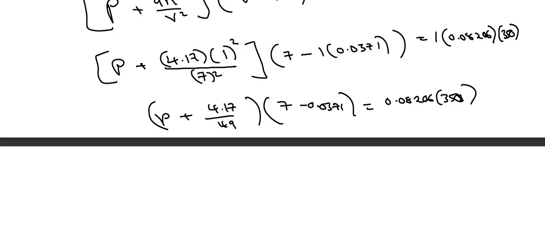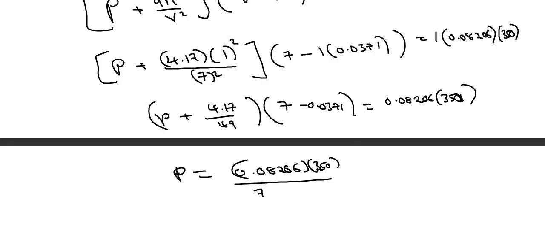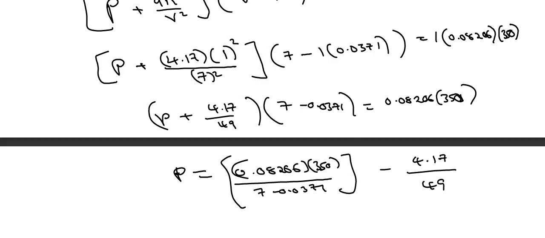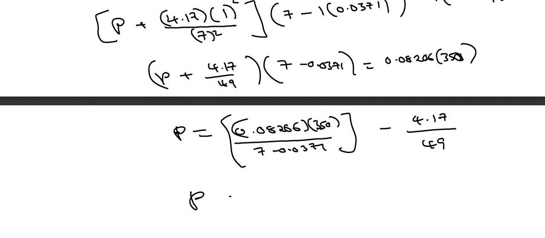Yeah, so this is basically what you're going to get. If I may just simplify life for you here, P is supposed to be 0.08206 multiplying 350. This thing has to be divided by 7 minus 0.0371, the answer you get here, minus 4.17 over 49. So this is supposed to be your pressure, and it has to be in ATM when you're done. I've just made P the subject for you there.